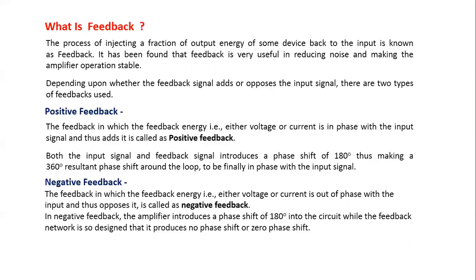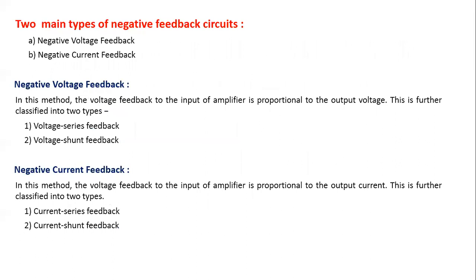And the second type, negative feedback. In negative feedback, the output voltage or the current may be out of phase with the input signal, so it opposes the input signal and is called a negative feedback circuit. There are further subtypes of negative feedback: negative voltage feedback and negative current feedback circuits. Negative voltage feedback is further classified as voltage series feedback and voltage shunt feedback circuits, while negative current feedback circuits are classified as current series feedback and current shunt feedback circuits.